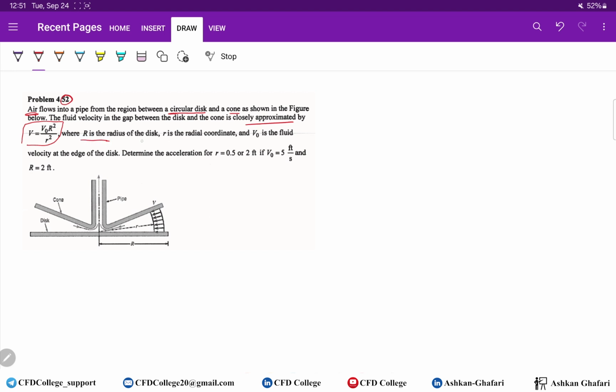R is the radius of the disc. Lowercase r is the radial coordinate. V naught is the fluid velocity at the edge of the disc. We know them. Capital R is 2 feet, and V naught is 5 feet per second. We should determine the acceleration at r equals 0.5 and 2 feet.